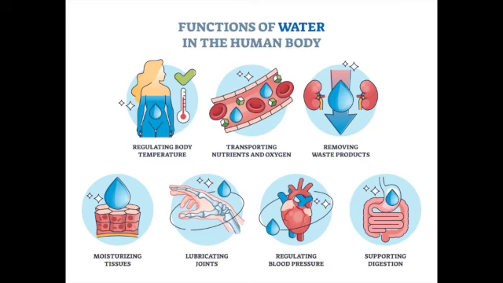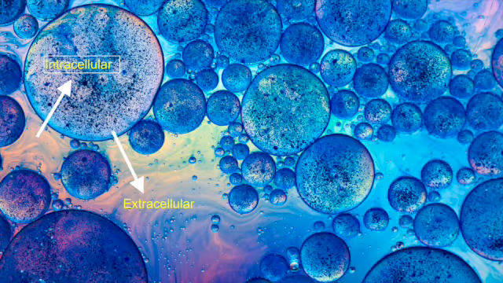Every cell in our body relies on a precise balance of fluid and electrolytes to function properly. Today, we're going to break down this complex topic into simple, easy to understand concepts. Our bodies have two main fluid compartments, intracellular and extracellular. Intracellular fluid is inside the cells, and extracellular fluid is outside, including your blood.